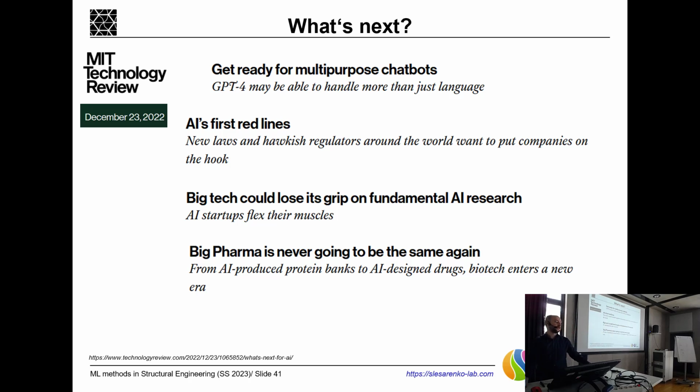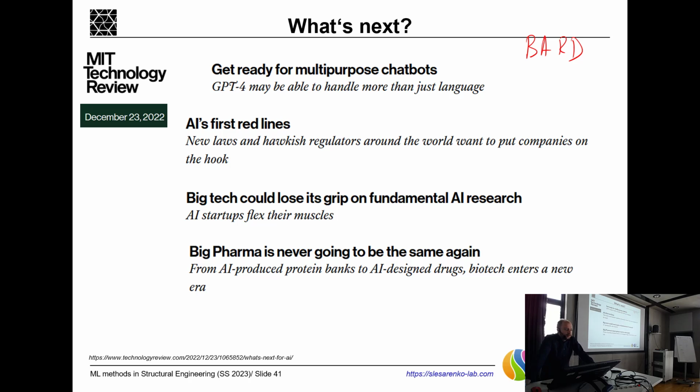This is an MIT Technology Review from December last year. And what they promise is: get ready for multi-purpose chatbots. They say that GPT-4 may be able to handle more than just language. I'm actually not sure if it's right now. But for instance, Bard, a Google model, can take images as inputs. You can upload the image into the internet and then reference this image and ask it to describe the image, and it will do that. So there is already quite a close motion in this direction, and probably already better versions of these models, where you can operate not only with text but with images.